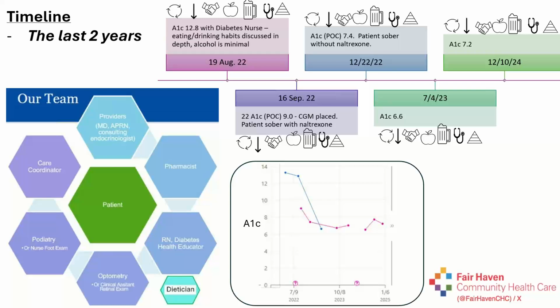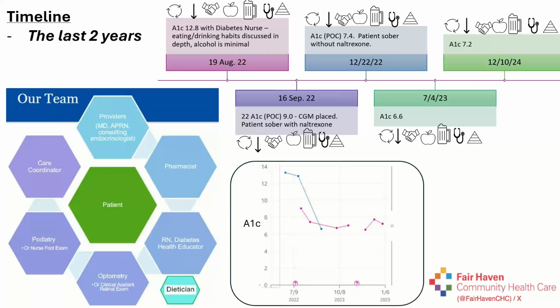So you can see the dramatic decrease in the A1C with the graph here, and he ends up having an A1C just a month ago of 7.2, has reached a low of 6.6 in the past, but is basically averaging at a well-controlled A1C between 6 to 7. So how did this happen?